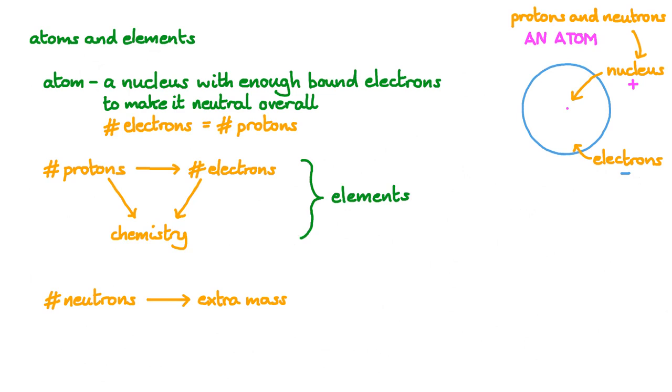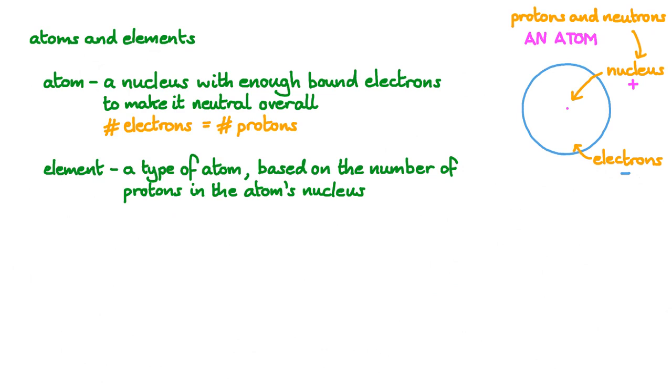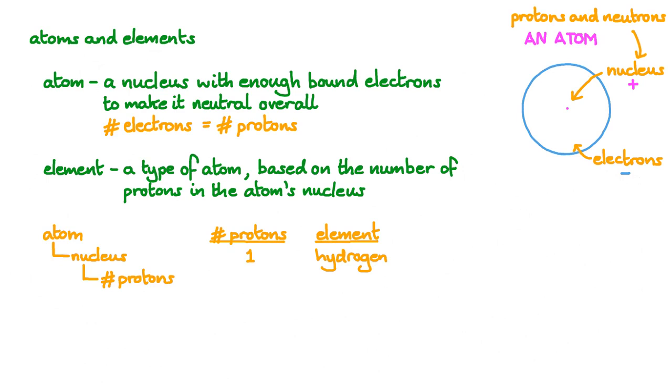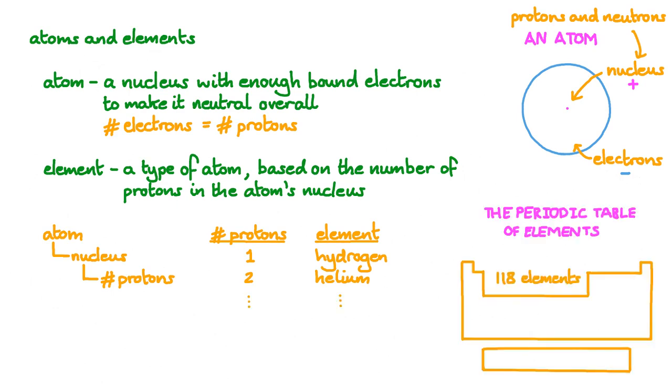This is why the very first way we classify atoms is by talking about elements. And then we use the number of neutrons to break elements down further into isotopes. But in this video, I'll just be looking at elements. An element is simply a type of atom based on the number of protons in the atom's nucleus. So let's imagine we've got an atom, we look inside its nucleus, and we count the number of protons. If there's one proton, we say the atom is of the element hydrogen. If there are 2 protons, then we say it's an atom of helium, and so on.